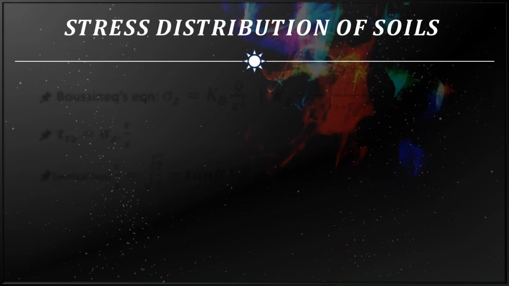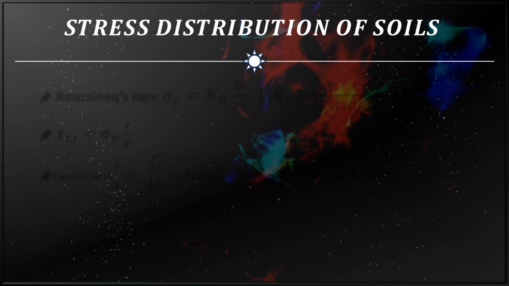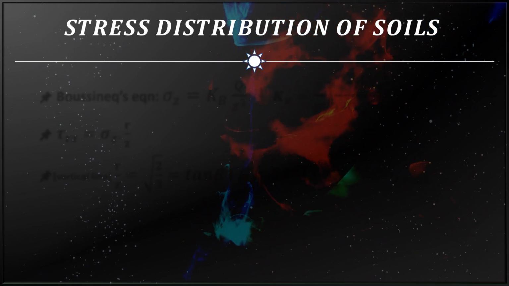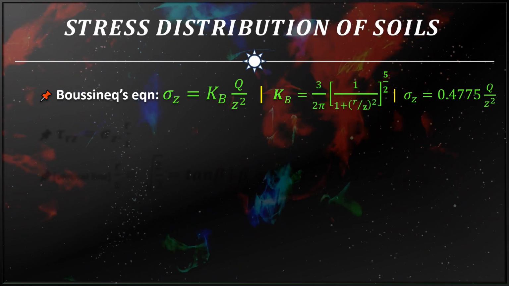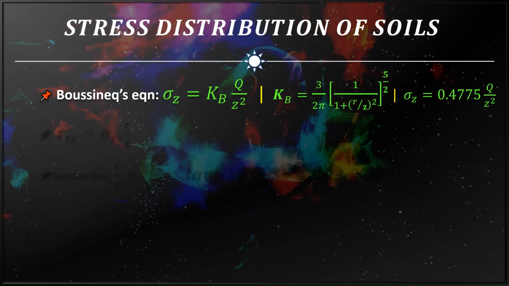So we have seen the formulas regarding permeability and seepage. Now we shall move to the last section, stress distribution of soil. So there are two things, Boussinesq's equation and Westergaard's equation. We shall see both the things.